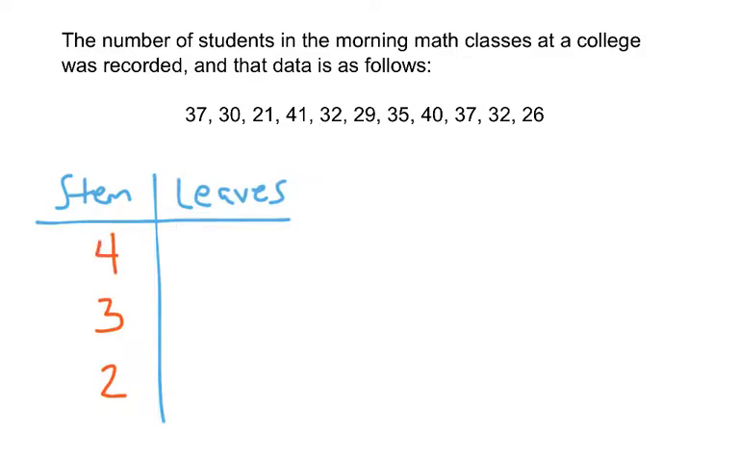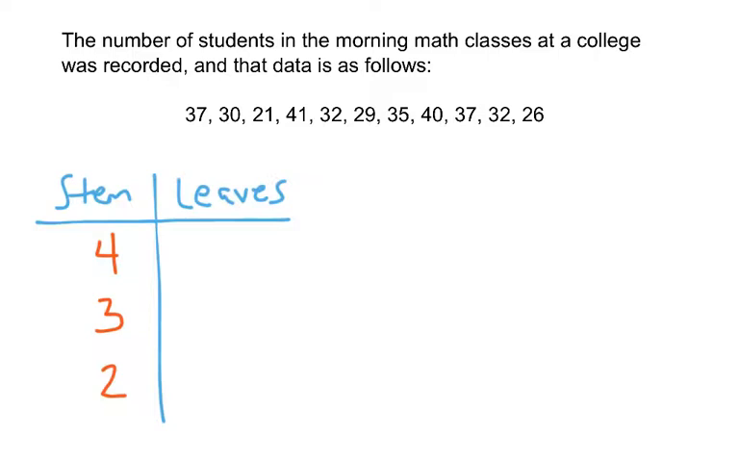Now for my leaves, I'm just going to write down the ones digits of each of these data points. And I'm just going to go left to right. I'm going to do this in a process, kind of like a cartoon strip, where my finished product isn't going to happen right away. This is going to be a step along the way to get to the finished product. So I'm going to write them down.